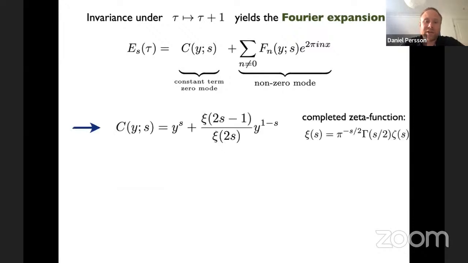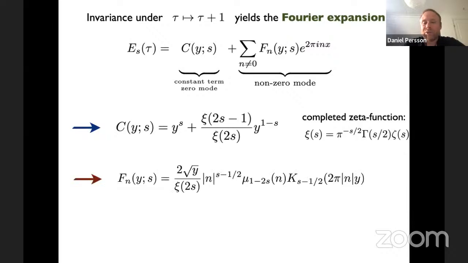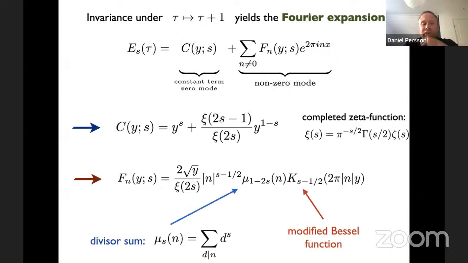So you can go ahead and do this explicitly, and what you find for the constant term is these two terms here: y to the s, then a ratio of completed zeta functions times y to the 1 minus s. For the non-zero mode, you get a modified Bessel function of type K with order s minus a half. As a coefficient here, you have a divisor sum over the divisors of n. So this is a well-known Fourier expansion of this non-holomorphic Eisenstein series.